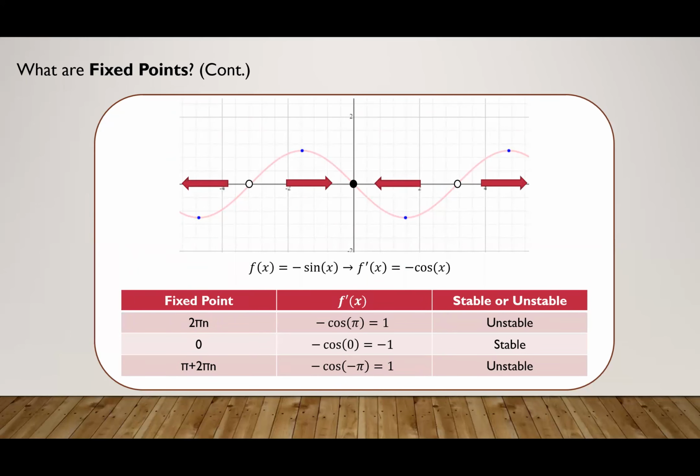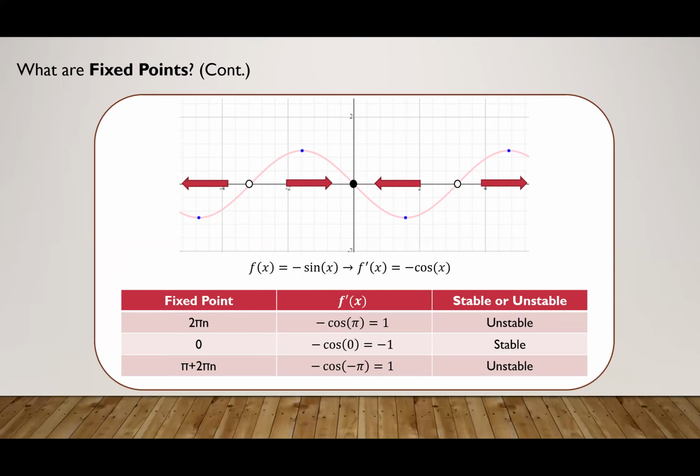If we were to look at an example of this, such as the function equaling negative sine x, the corresponding derivative would be negative cosine x. Finding out what makes the equation 0 gives us the fixed points of 2 pi times n, 0, and pi plus 2 pi times n.